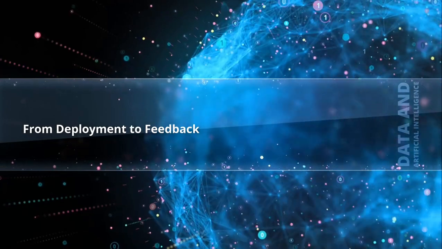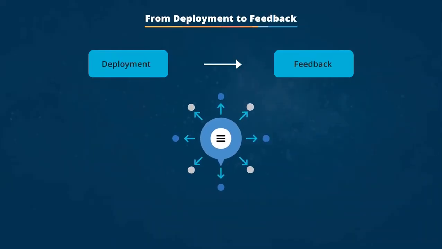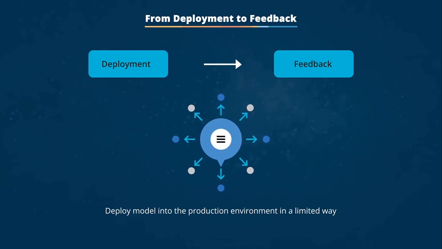From deployment to feedback. Once a satisfactory model has been developed, it needs to be deployed into the production environment. Until the model's performance has been fully evaluated, it is better to deploy it in a limited way.